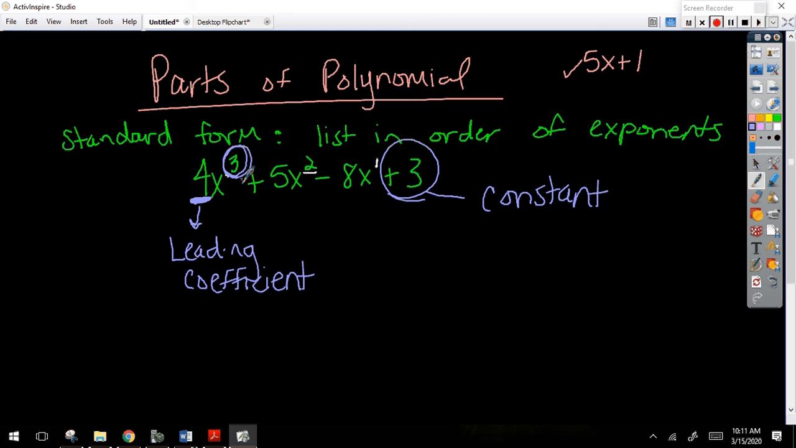That's going to give me the most information about my polynomial. Now that biggest exponent is also something special. It is called the degree of the polynomial, okay? And the degree tells us a lot because the degree is what classifies our polynomial.